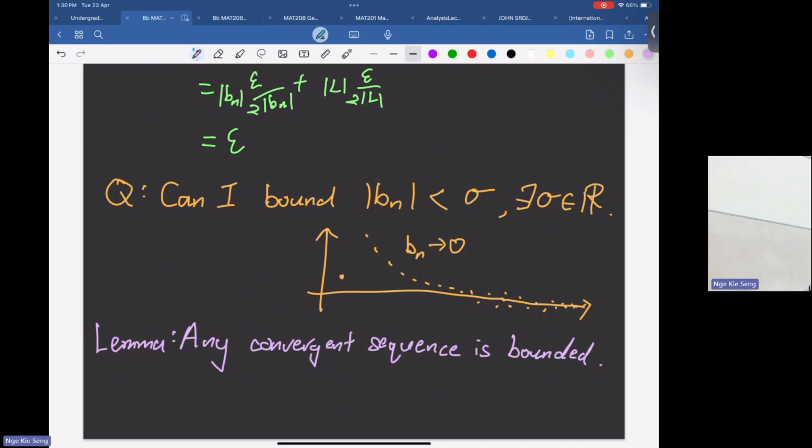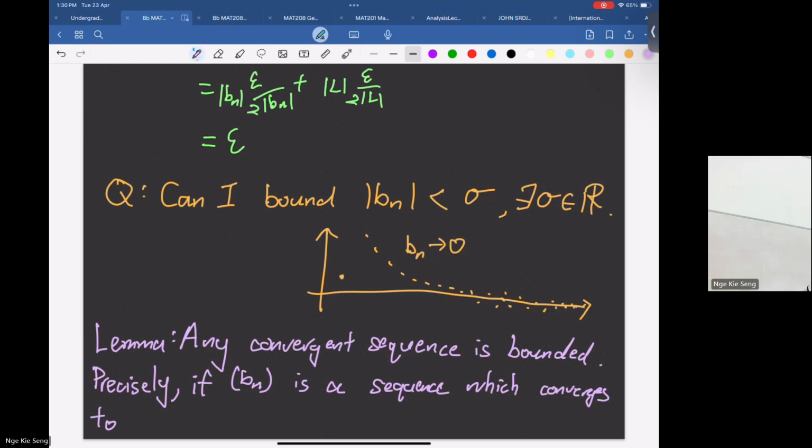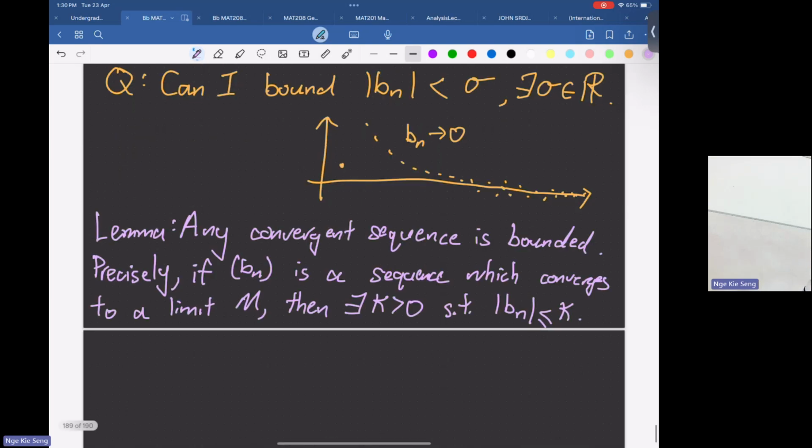So precisely, what does this mean? We want to put it into a mathematical statement that we can prove. So precisely, if Bn is a sequence which converges to a limit m, then there is a K greater than 0 such that the absolute value of Bn is less than or equal to K for every n.